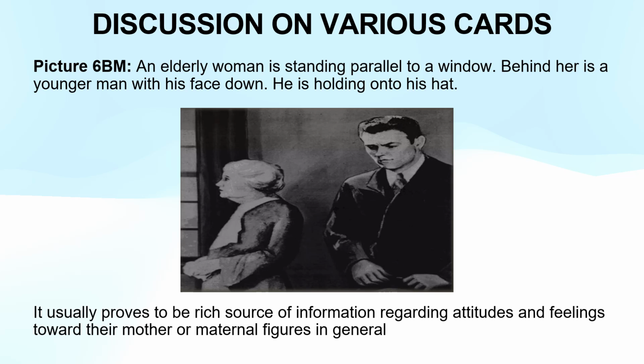Then this is picture 6BM. An elderly woman is standing parallel to a window, and behind her is a younger man with his face down. He is holding onto his hat. It usually proves to be a rich source of information regarding attitudes and feelings towards their mother or maternal figures in general.